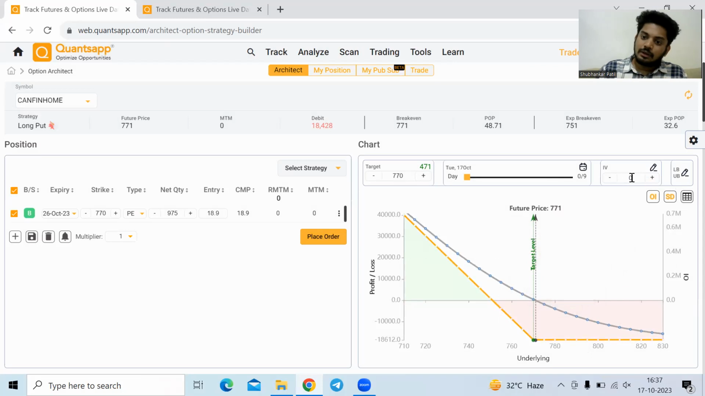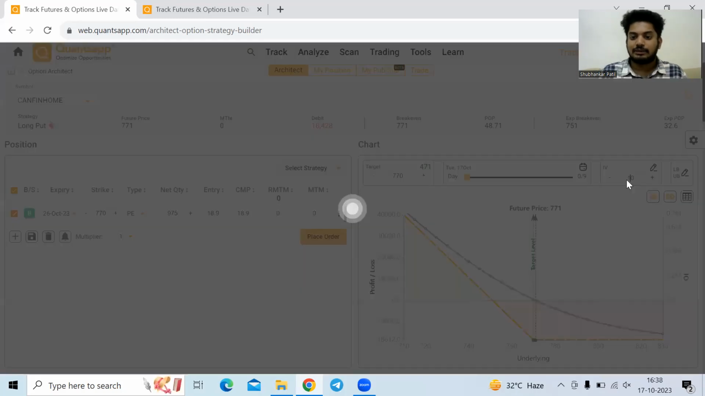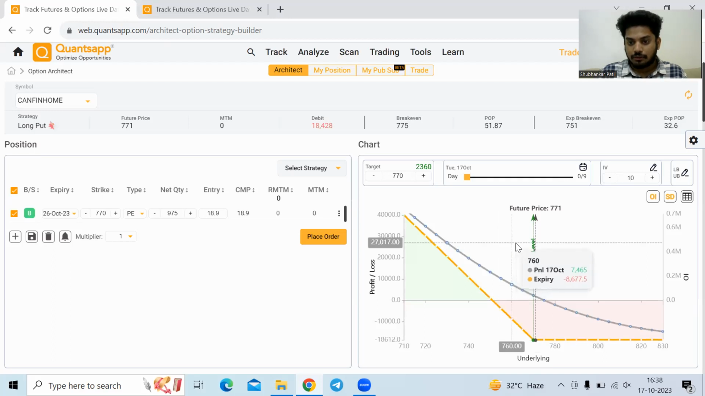Now, if I'm expecting a 10% up move in the implied volatility, then let's see what happens. So now if you see, at 765 first I was making 2950 roughly. Now I'm making 4800. So why is that happening? That is happening because of the jump in the implied volatility. So even for put options, if the implied volatility in the market goes up, the put options will also become expensive. They will become much bigger in premium.